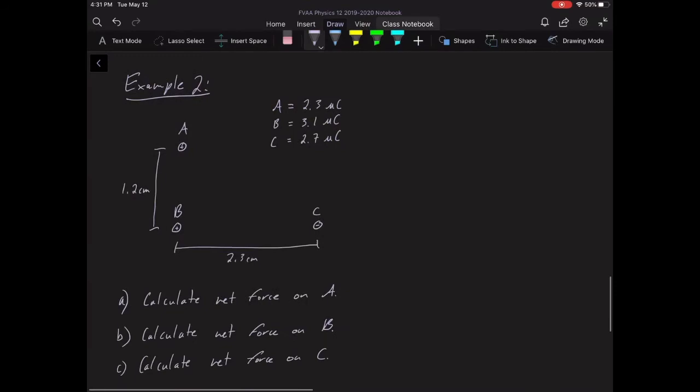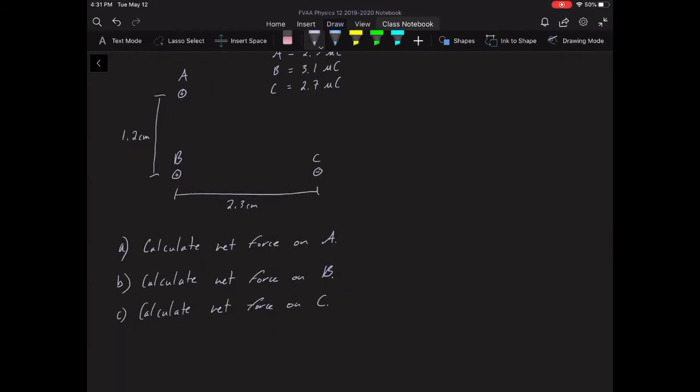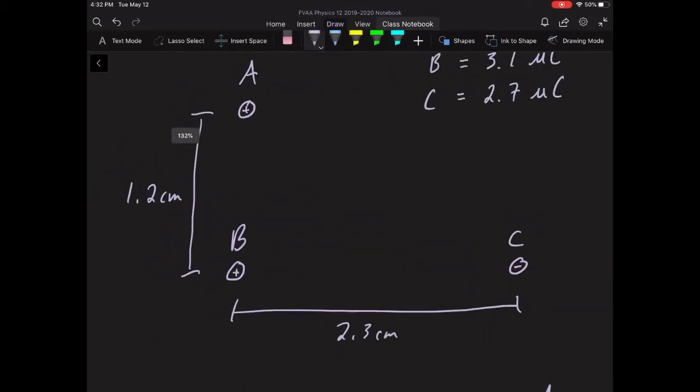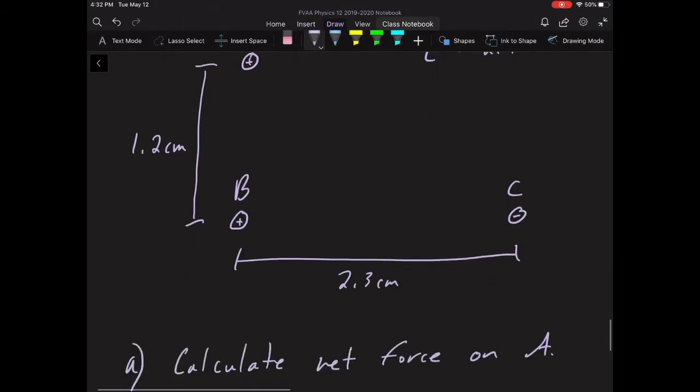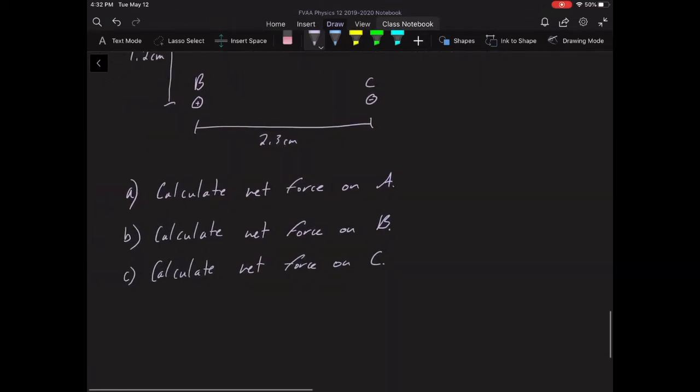All right. Now let's try this question here. Here we're going to calculate the force on all three of these points, one at a time. Okay, and we're going to have to deal with not just the different forces acting on them, but also the fact that they're acting on different angles. Okay, now we are assuming that the 1.2 centimeters vertically and the 2.3 centimeters horizontally are perpendicular to each other. Okay, and so we'll be able to determine some of the angle stuff with this diagram. Okay, so we'll do that in a second. So calculate the net force on A.